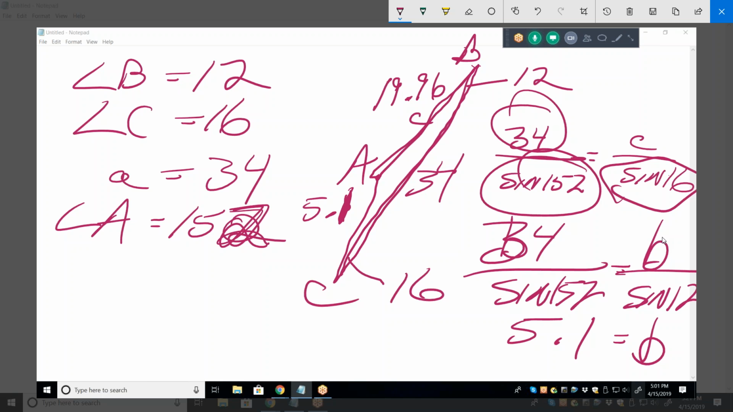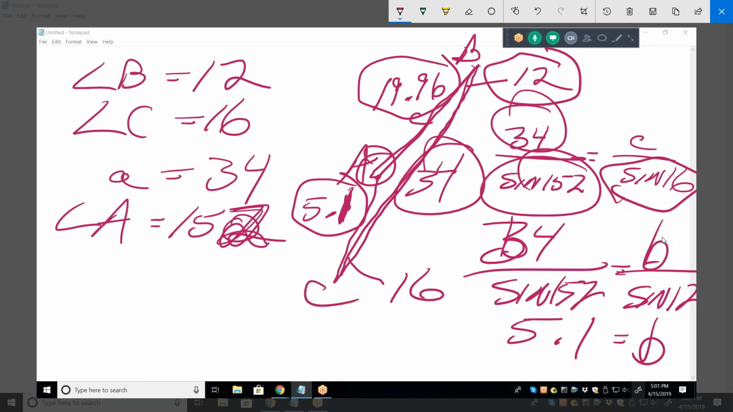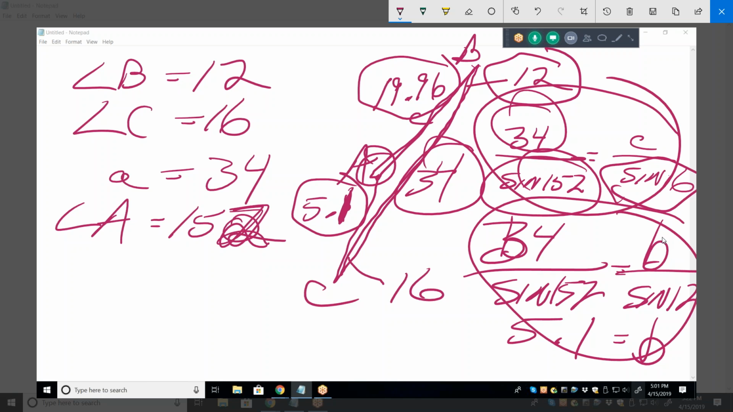Well, 16 degrees is opposite 19.96. 12 degrees is opposite 5.1. And 152 degrees is opposite 34. So it passes that test. And I don't know of any other test to give it. As long as you've done your math properly on solving those two equations, that's the correct answer.